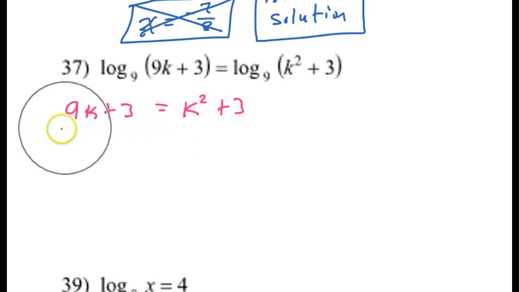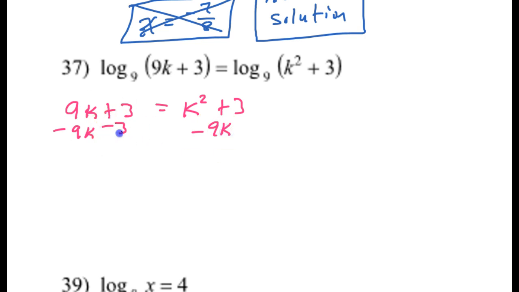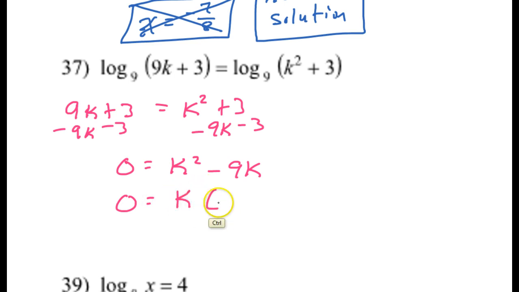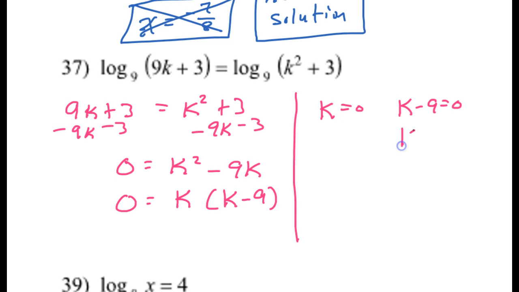If I subtract 9k from both sides, and if I subtract 3 from both sides, I'm going to wind up with 0 equals k squared minus 9k. The 3's cancel out. So I need to factor this, but it's really just a GCF situation. So k times k minus 9. Setting each of these equal to 0, that gives me k equals 0, and it gives me k minus 9 equals 0, or k equals 9. So these are the two potential solutions, 0 and 9.